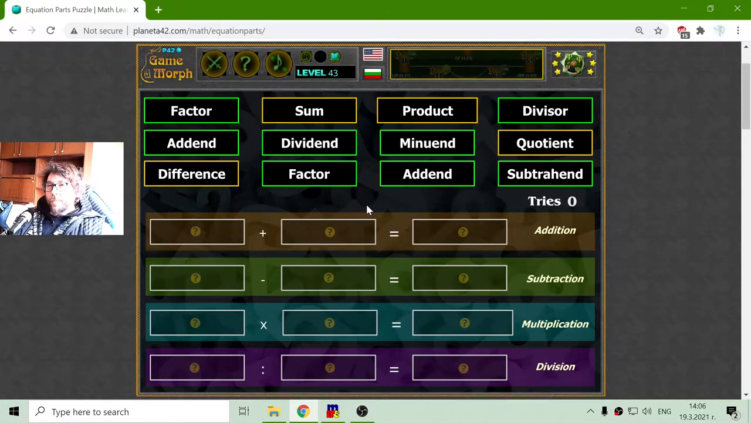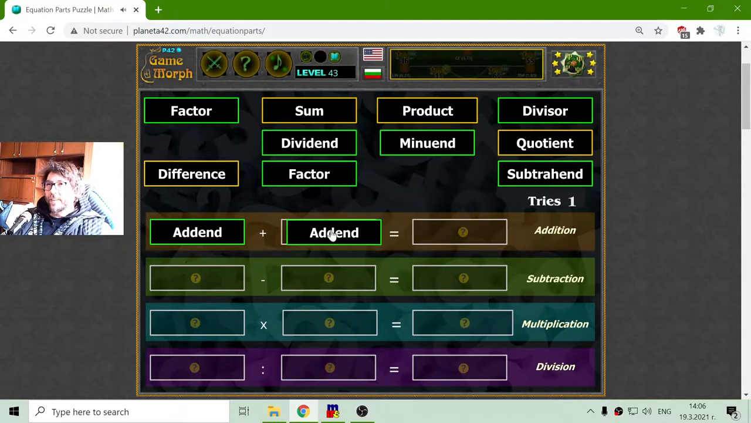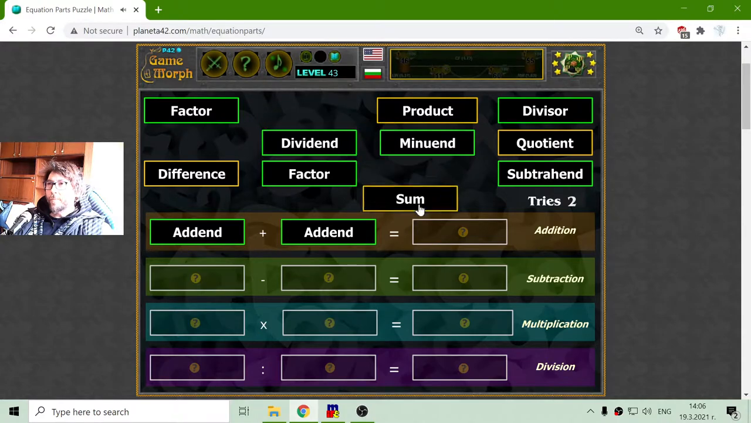In addition, these are two addends and another addend, which gives us a sum.